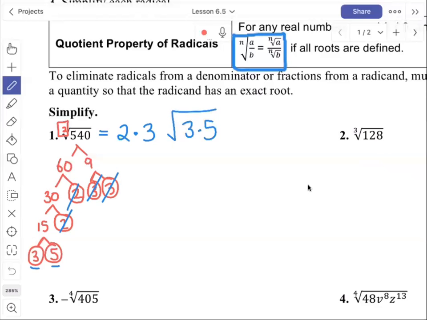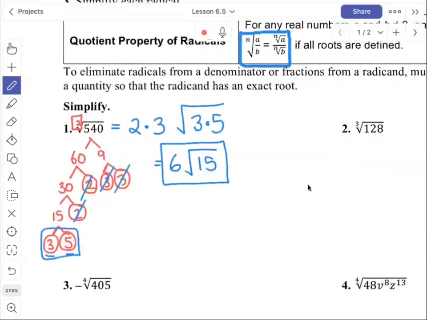And then you multiply. So this is going to be 2 times 3, which is 6. And left inside the radical is the 3 times 5, which is 15. And that's how it's done, guys. That is how you simplify a radical.